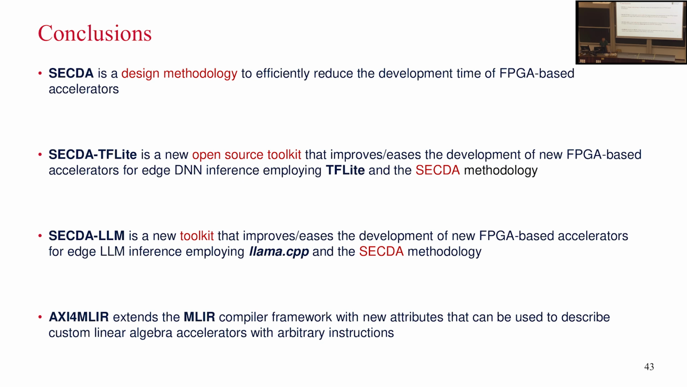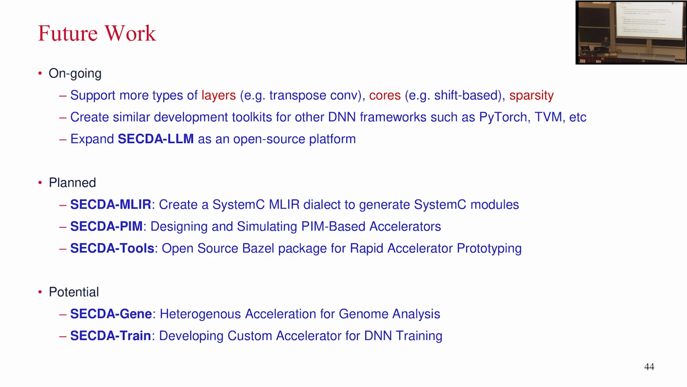And instantiated the Llama CPP. And next for MLIR extends the MLIR compiler in order to generate code automatically and with better performance. So some lines of future work that we're going to focus on is support more layers, for example, host convolution, more cores. We are working on shift-based accelerators. Instead of doing multiplication, we can do shifting, right? Also, as I mentioned before, some colleagues in the US are instantiating the SECDA PyTorch tool. And SECDA LLM is not open yet, but we plan to do it.